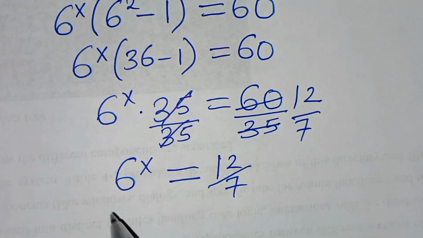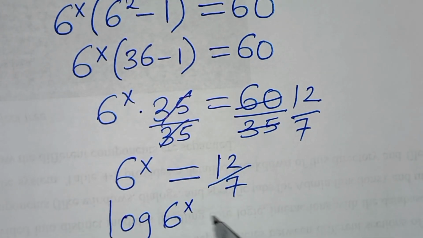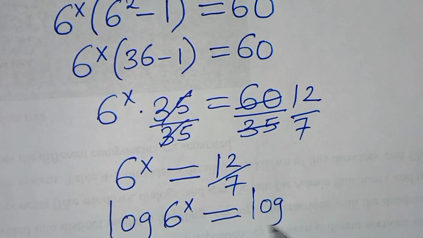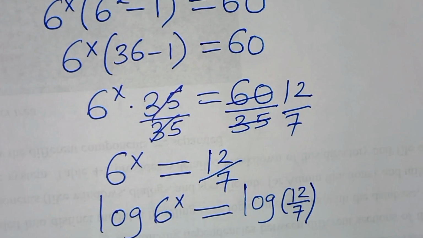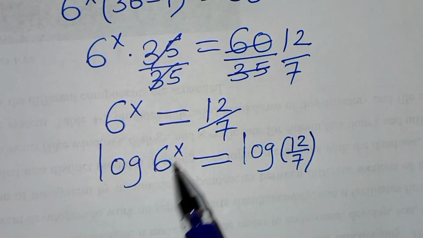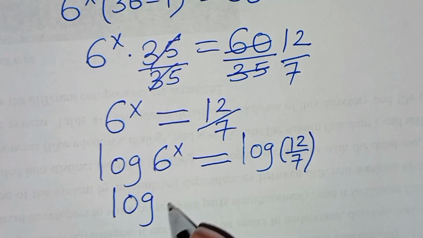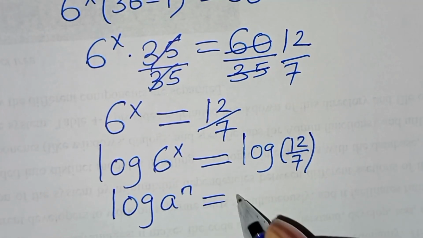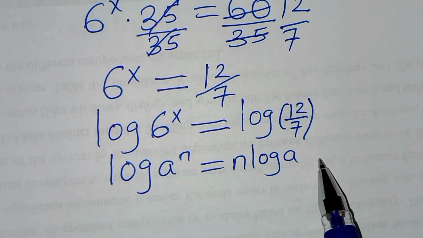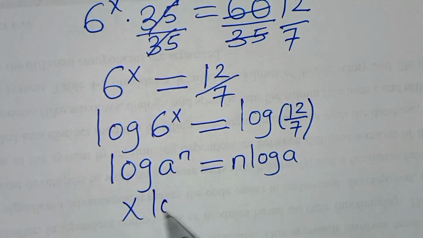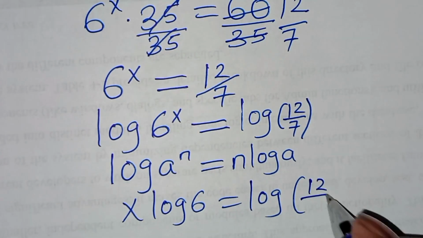To solve for x, we introduce logarithm on both sides. So we have log 6 to the power x, this is equal to log 12 over 7. Now, by applying the power rule property, log a to the power n, which you can express as n log a, then log 6 to the power x becomes x log 6. This is equal to log 12 over 7.